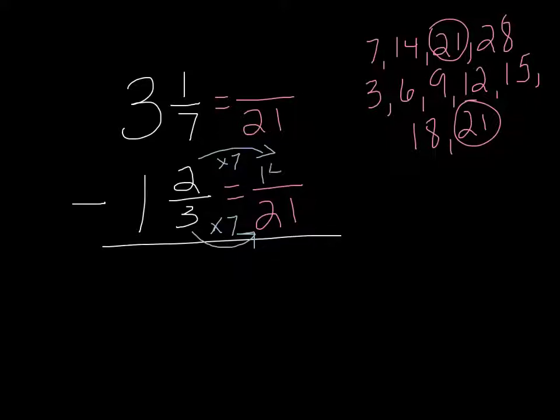7 times 2, 14. When I go from sevenths to 21s, that's 3 times as many. Got to do the same thing with the numerator. 1 times 3 is 3. So I have found a common multiple to use as a common denominator and created equivalent fractions. Now I need to subtract. I see I have a little bit of a problem here though.